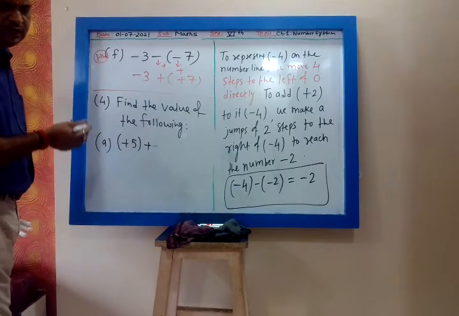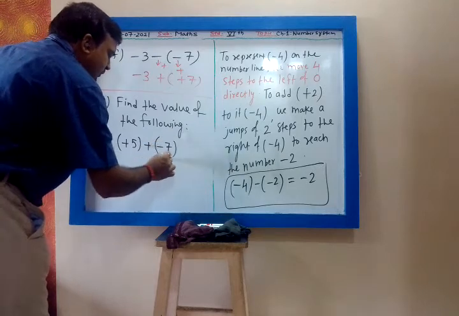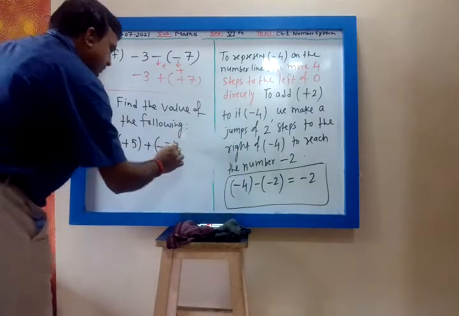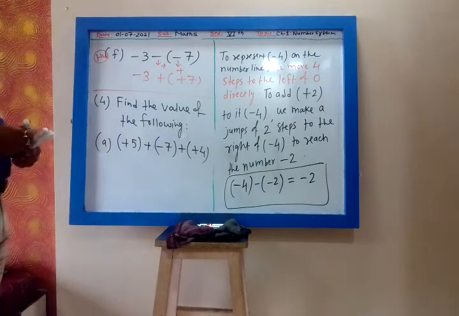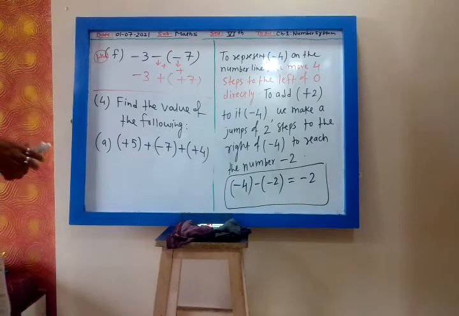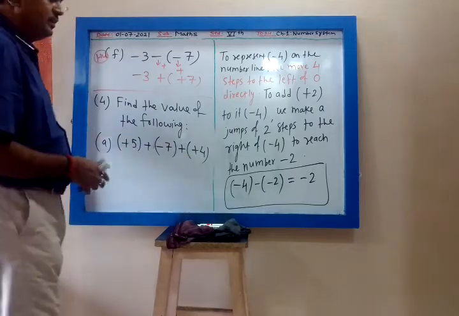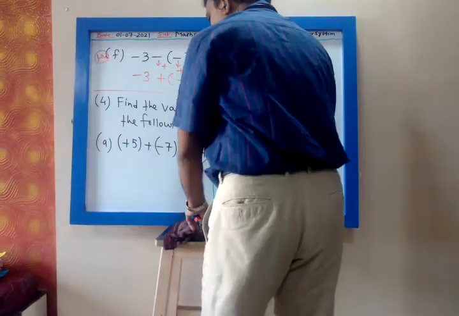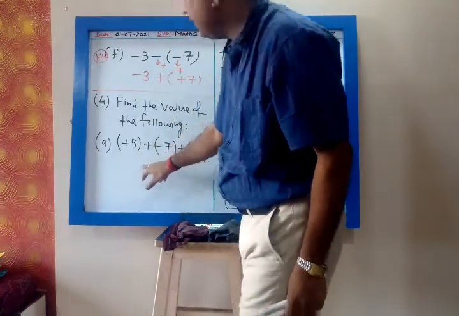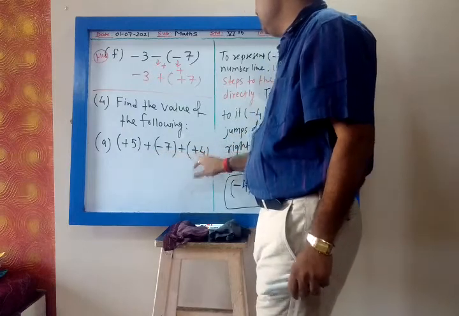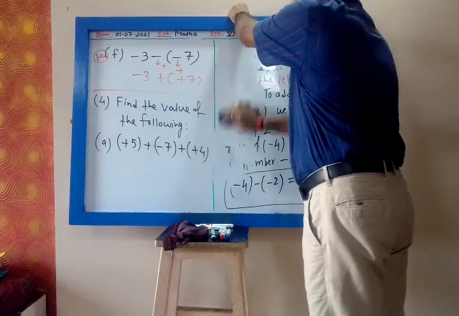You can make PDF or directly take the photograph and send me, no problem. Minus 5 plus minus 7 plus 4. So this is homework, this is plus 5, sorry. This is plus 5 plus minus 7 plus 4. So now we have to draw the number line and solve this.